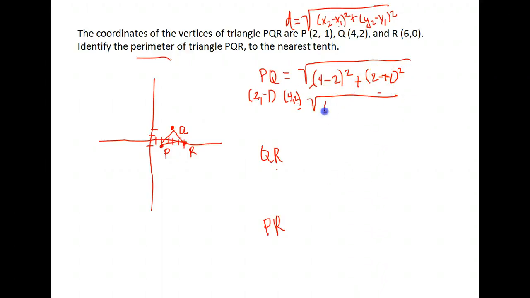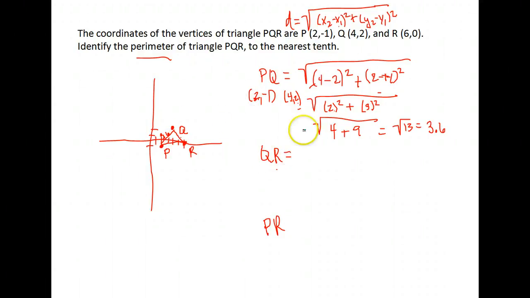Let's simplify those. 4 minus 2 is 2. 2 plus 1 there gives me 3. Square each one, so 2 times itself is 4, 3 times itself is 9. We can go ahead and add them to get the square root of 13, and then use our calculator to find the square root of 13 to the nearest tenth. When I take the square root of 13, I get about 3.6, and I round off to the nearest tenth. Okay, one side down. So PQ has a length of 3.6.